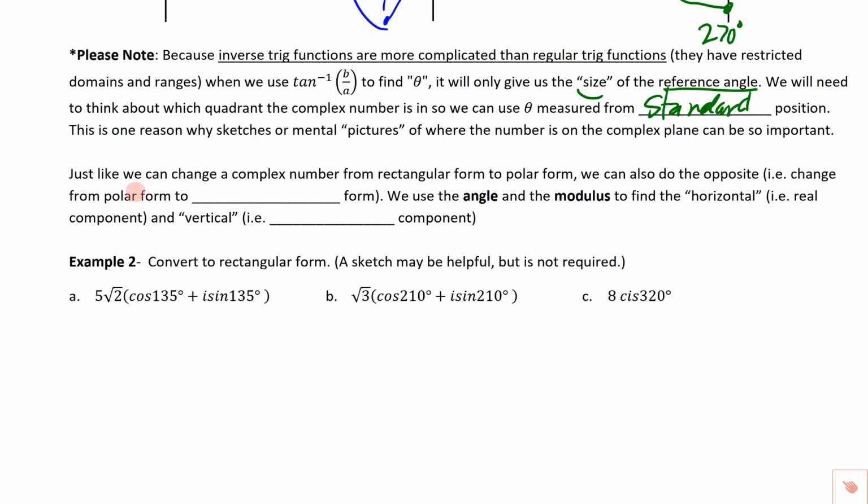So in other words, we can change from polar form to rectangular form, that a plus bi form. To do this, we use the angle and the modulus to find the horizontal part. Remember, the horizontal part is going to be the real part, and we can find the vertical part, which is going to be the imaginary component. I'm just going to write imaginary right here.